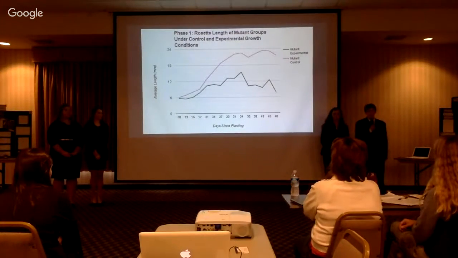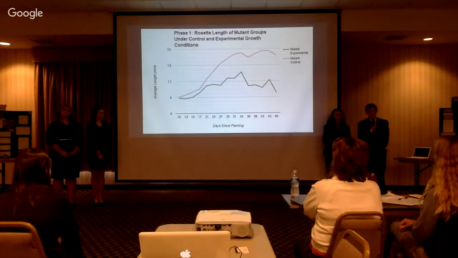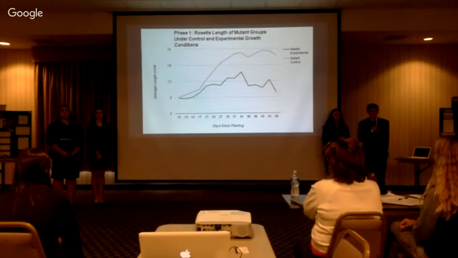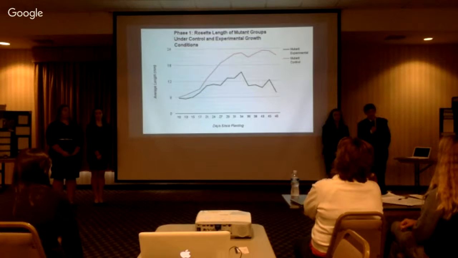The rosette length of the mutant control and mutant experimental plants was relatively similar and stayed relatively equal throughout the first 17 days. However, after day 17, the mutant experimental plants experienced a large decrease in growth rate. On the other hand, the mutant controls experienced a large increase in growth rate compared to the more sporadic experimentals.